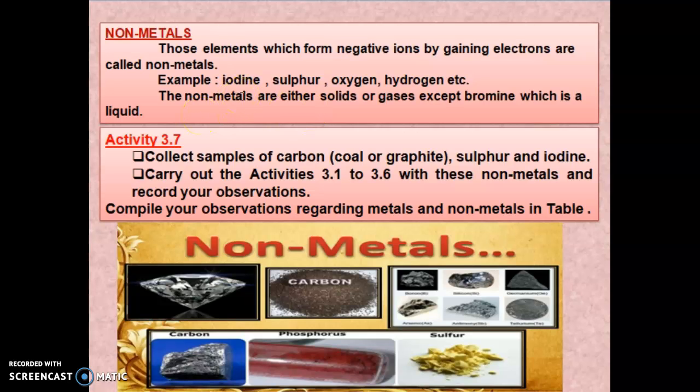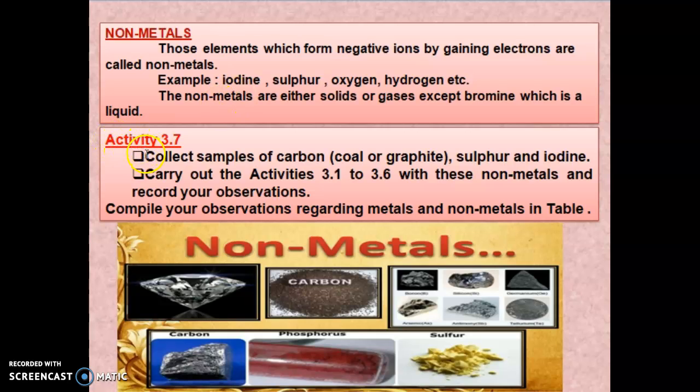So what is a non-metal? Here, the elements which gain two electrons form a negative ion. For example, oxygen: the atomic number of oxygen is 8, so the electronic configuration is 2 and 6. It needs 2 electrons to fulfill the outermost orbit, that is 8. So it will gain 2 electrons from other elements and form an oxygen negative ion, that is O minus 2 ion. That's why oxygen is called a non-metal.